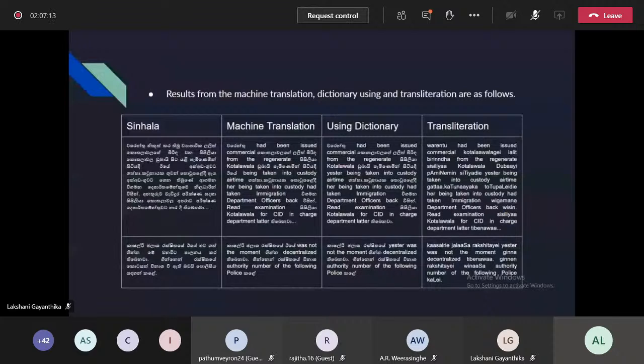The following table shows some examples of the translated sentences we use. In the second column, you can see the machine translated document contains many Sinhala words mixed with English words. Therefore, we use this dictionary, and finally, using transliteration, we were able to convert the Sinhala document into a fully English document.